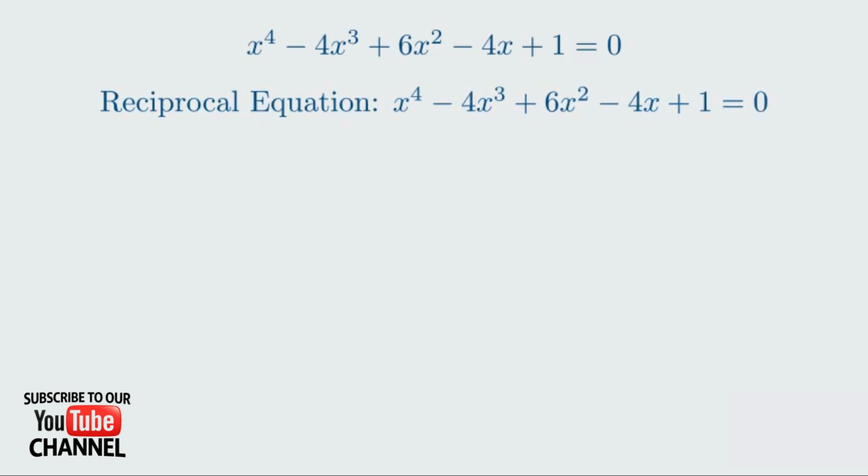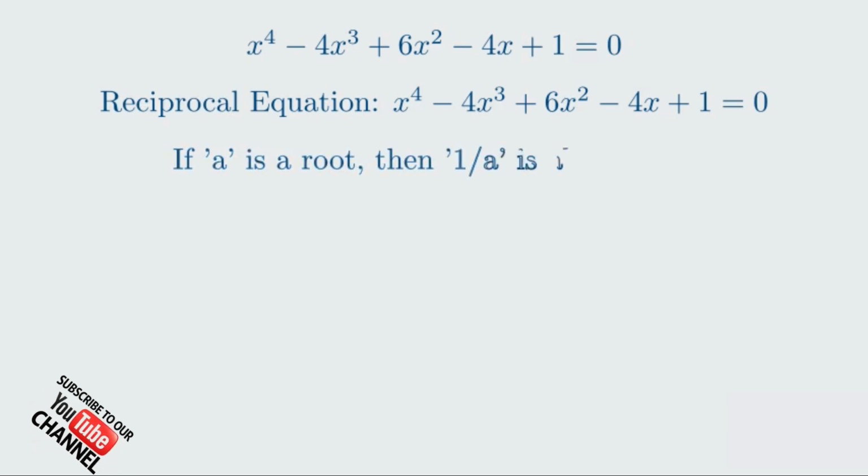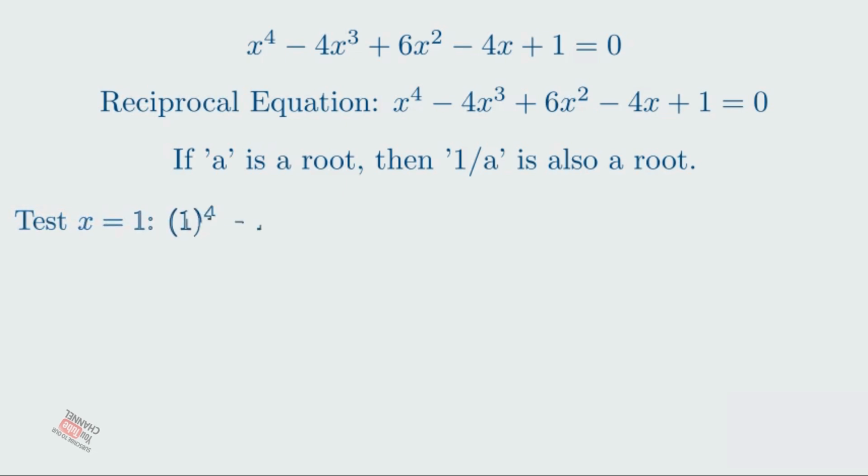A key property of these equations is that if a is a root, then 1/a is also a root. This gives us a special property. If we find one root, say a, we automatically know that its reciprocal, 1 over a, is also a root. Now, what's a good first guess for a root? The rational root theorem tells us to check divisors of the constant term. The constant term is 1, and its divisors are plus or minus 1.